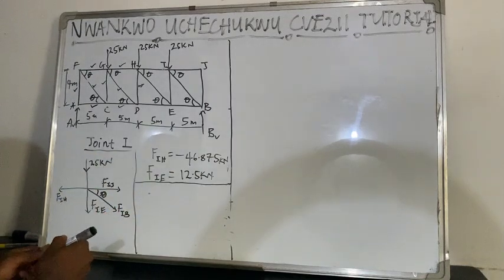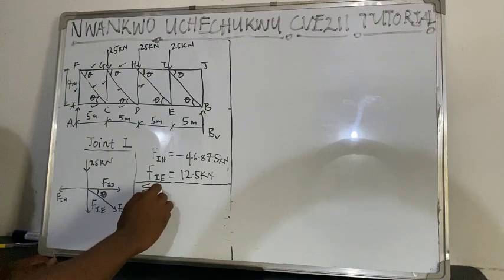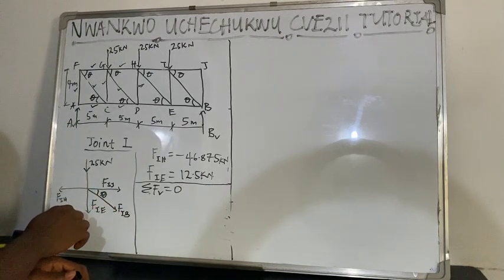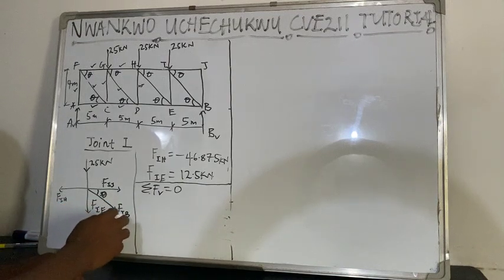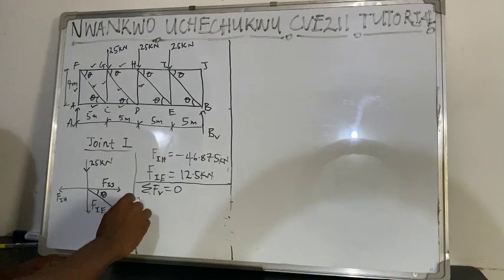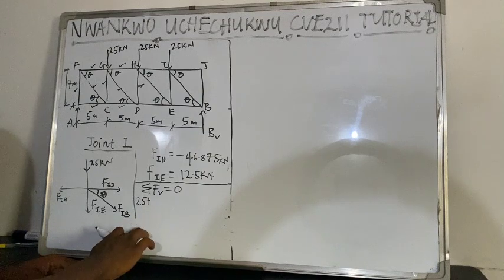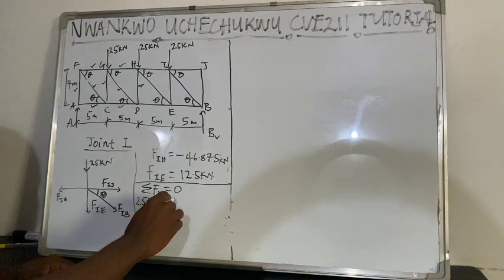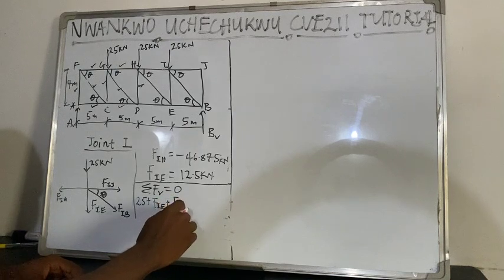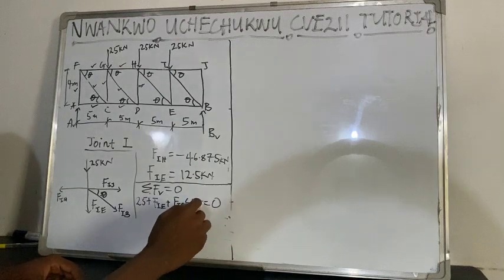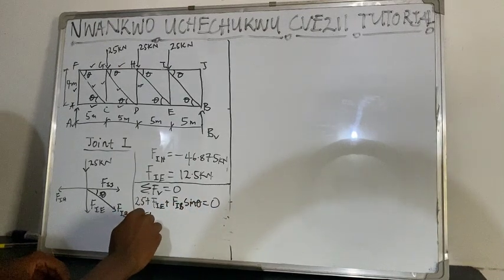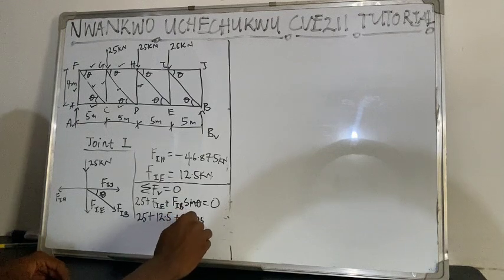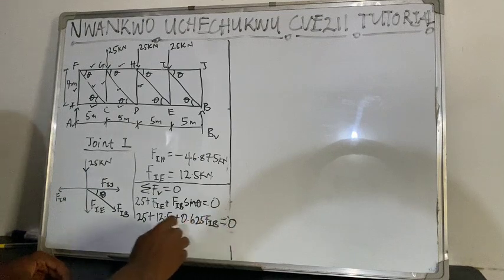So we can just go ahead and start resolving the forces. We have summation of vertical forces is equal to zero, right? So these are the vertical forces, 25, FIE, and then if you resolve this on the vertical axis, FIB sine theta. So we have 25 plus FIE plus FIB sine theta is equal to zero. So we have that 25 plus, we know that our FIE is 12.5, plus sine theta is 0.625. So 0.625 FIB is equal to zero, right?